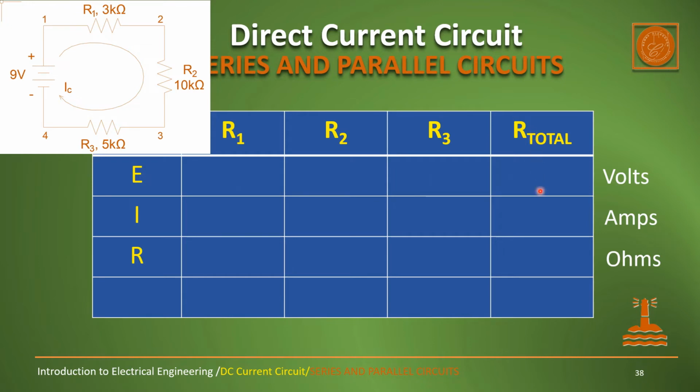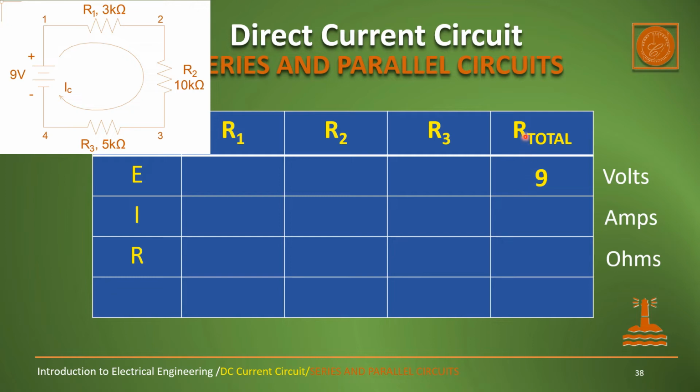For the R total voltage drop, it means from point 1 to point 4. Since the voltage drop from point 1 to point 4 is 9 volts, that means the current passes from point 1 through this way and back to point 4, and the voltage drop is equal to 9 volts. So we can fill this cell with 9.